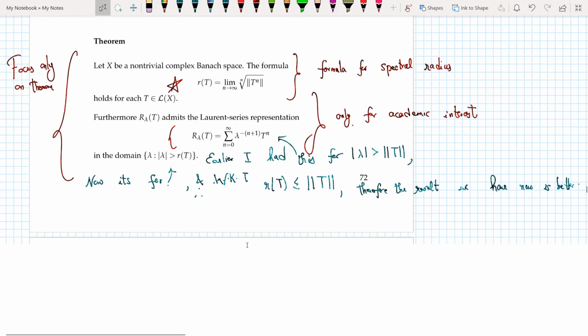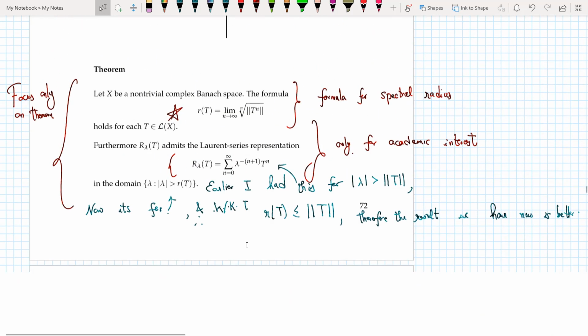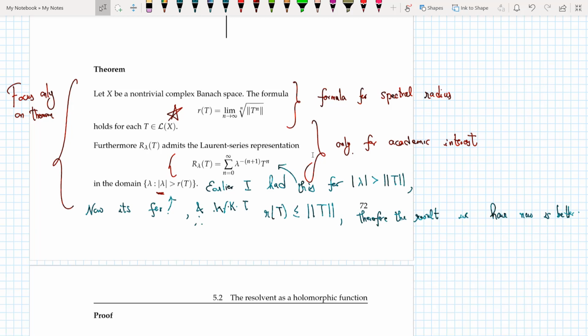And so this is all I had to say here, that now we have a stronger result, since I know that this is applicable when norm of lambda is greater than RT, and before it was applicable when norm of lambda was greater than just norm of T. But I know that RT is less than or equal to norm of T, so this is a better result.